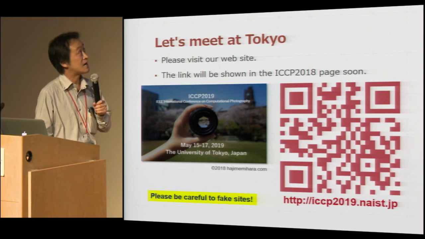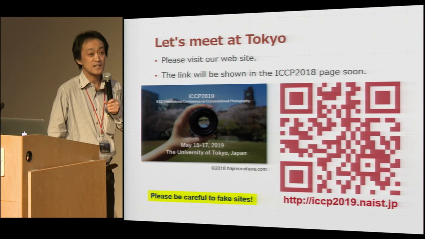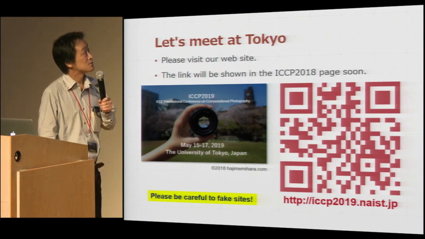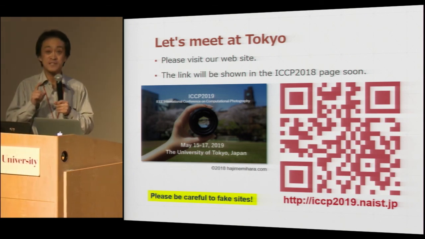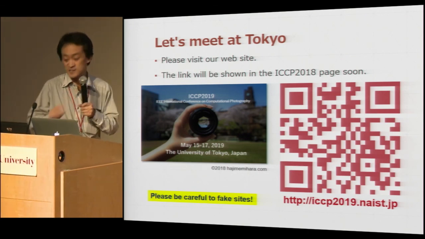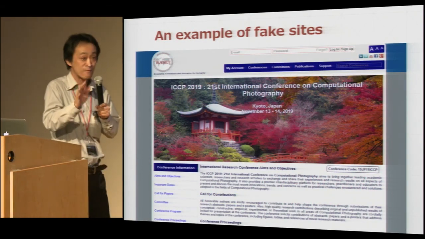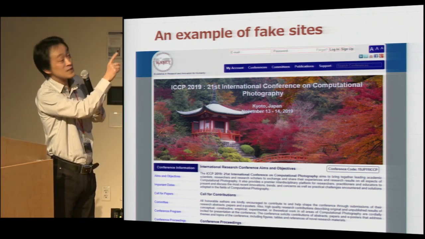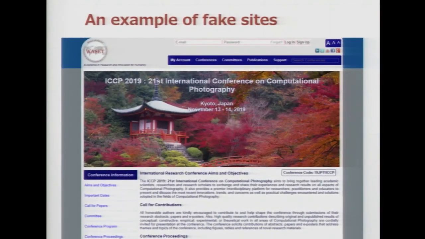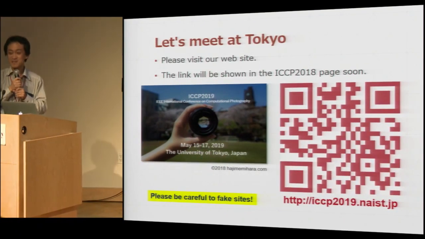Please visit our website. The link will be shown on the current ICCP 2018 page soon. But please be careful of the fake site. If you search Google for the word ICCP, I found this fake page. This is not a perfect fake page, but this is an international conference of computational photography in Kyoto. This is a fake. Please be careful. Please follow the link here. So, okay, let's meet in Tokyo. Thank you.